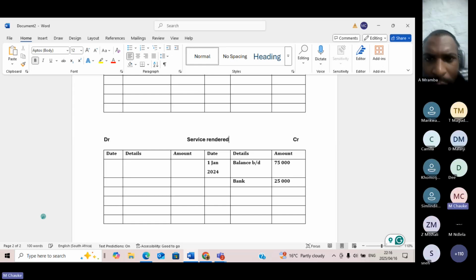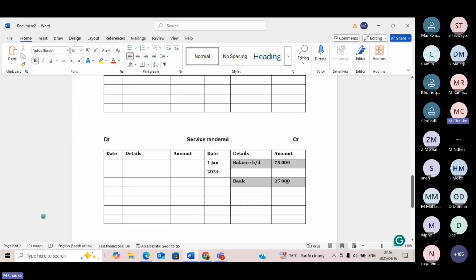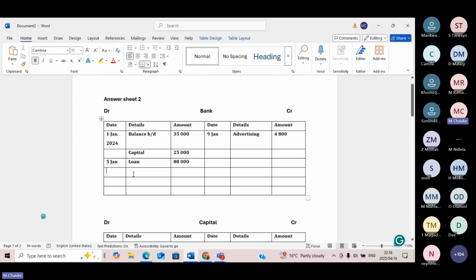So services rendered, remember, is an income account. It increases on the credit side, right? But you received the money for service rendered, so bank is going to increase because you are receiving money. Debit side and say services rendered. I'm no longer going to put dates, unless you want to put dates. So it's just easy like that, which I believe for now is not that important.